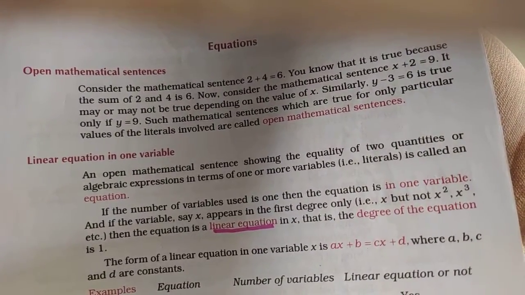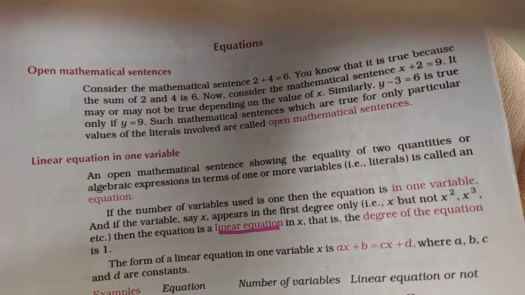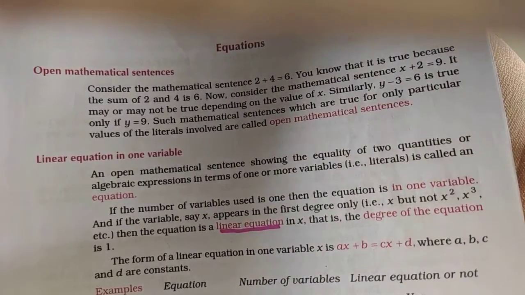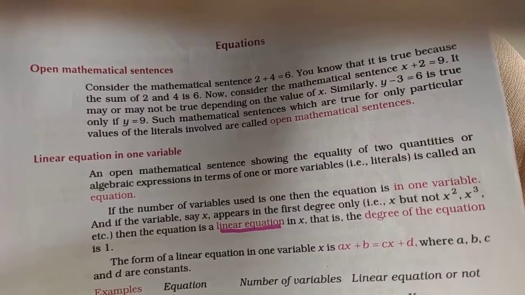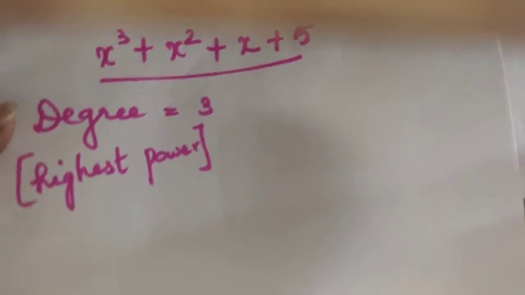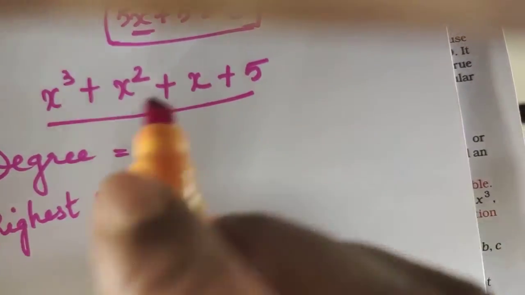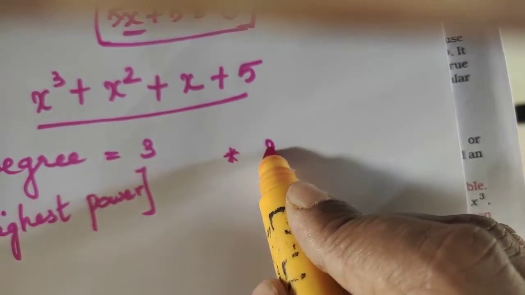If I say x plus 5 equal to 0, then it is a linear equation. I cannot say x square plus x plus 5 is a linear equation. It's not a linear equation. I'll differentiate and I'll show you, children. Listen to me carefully. If I'm going to take a linear equation, then my equation must be like this.